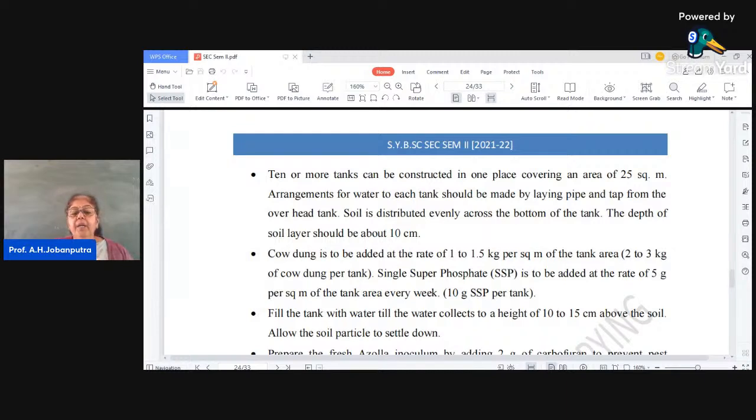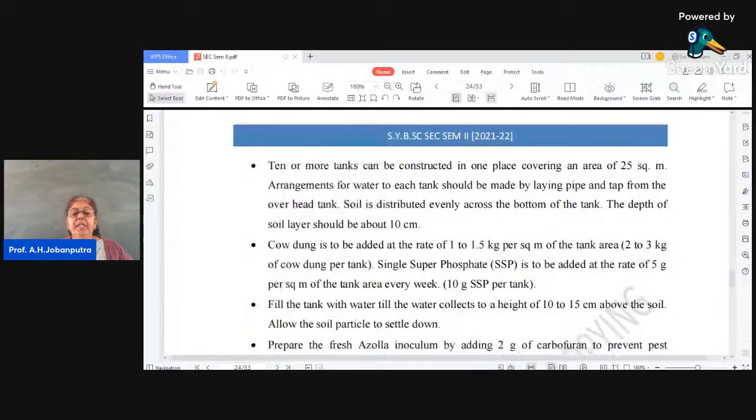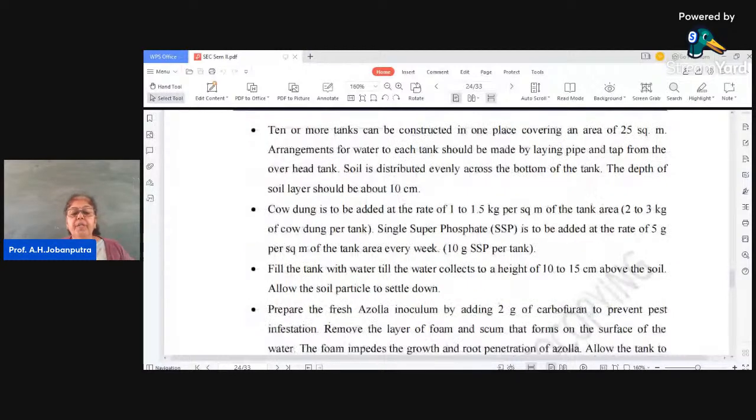Then you can add superphosphate at 5 grams per square centimeter, and then you can fill the tank with water 10 to 15 centimeter.